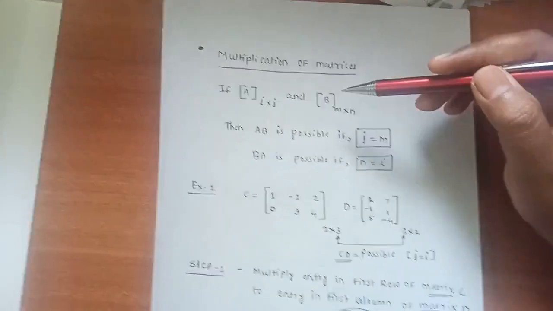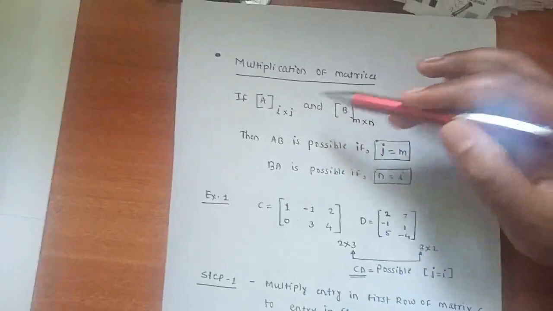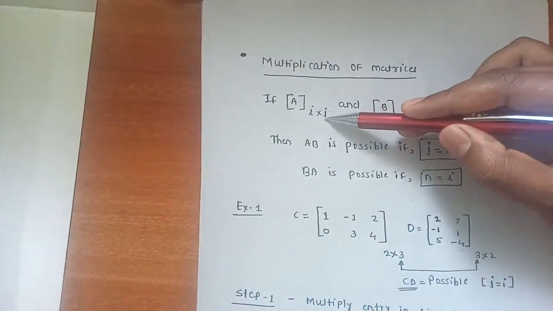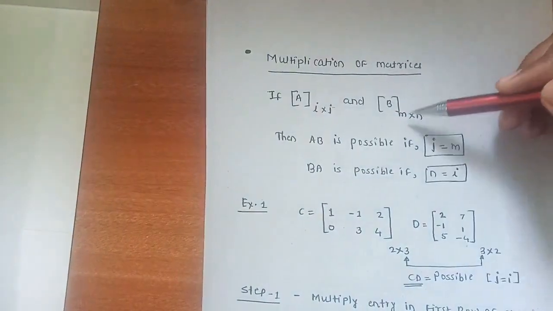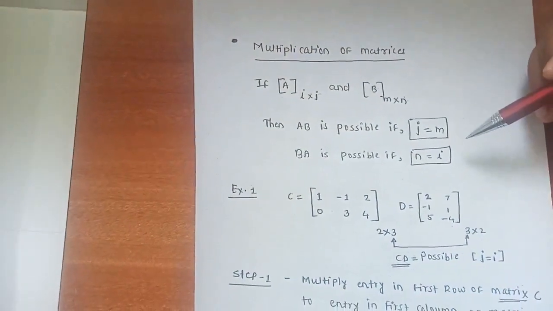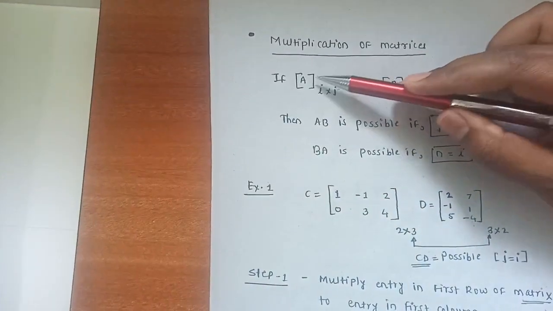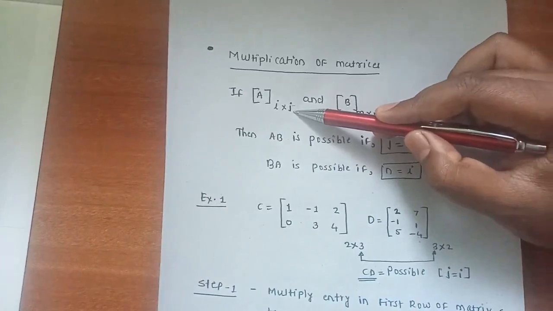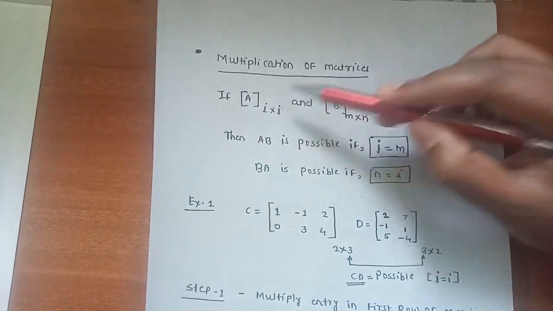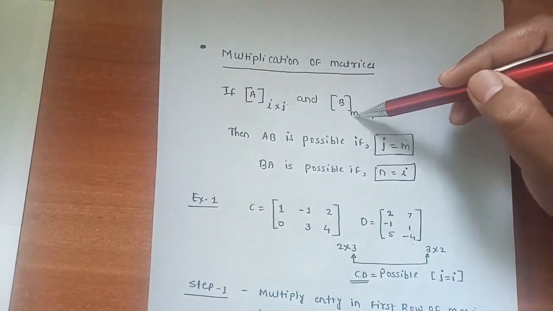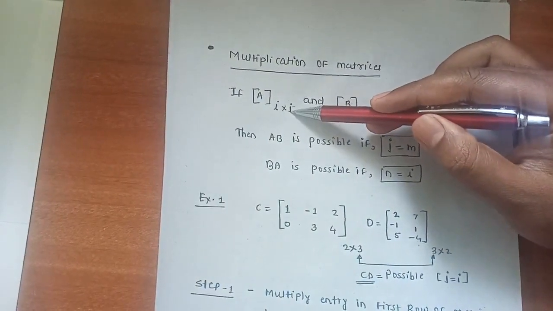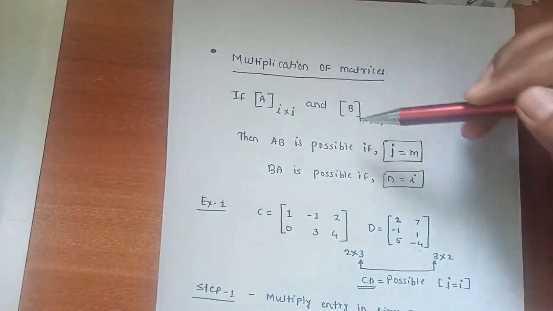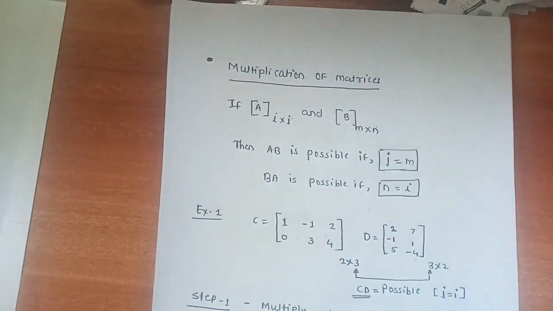For matrices, remember there is one condition. We can multiply two matrices only if the number of columns in the first matrix is equal to the number of rows in the second matrix. Suppose this matrix has 3 columns, then the next matrix should have 3 rows. That means the number of columns of one matrix should be equal to the number of rows of the second matrix. If this condition is satisfied, then proceed for the multiplication.